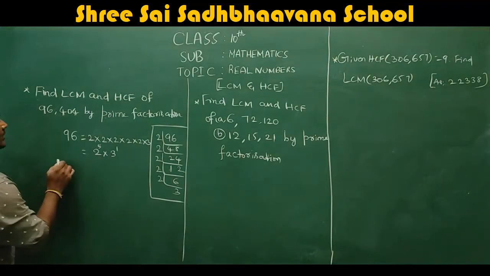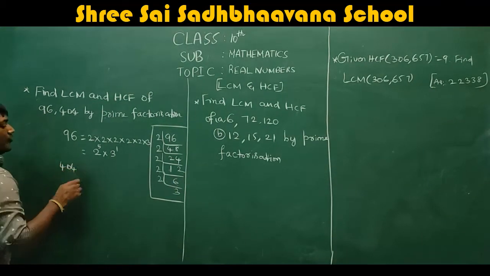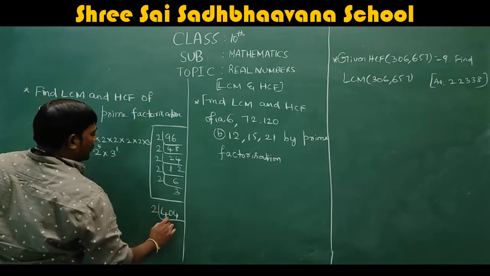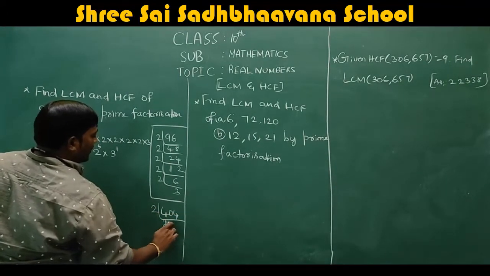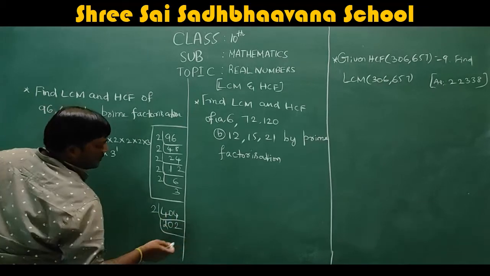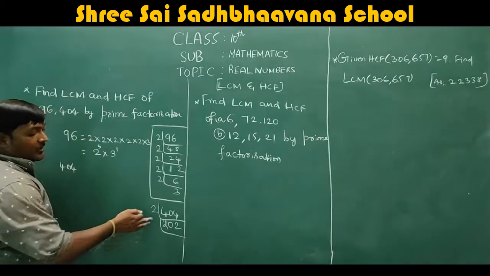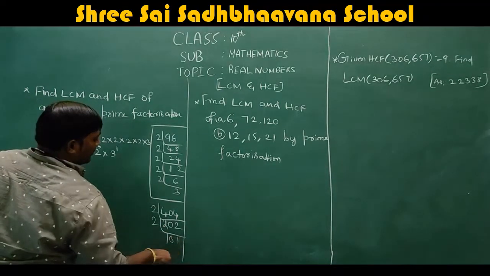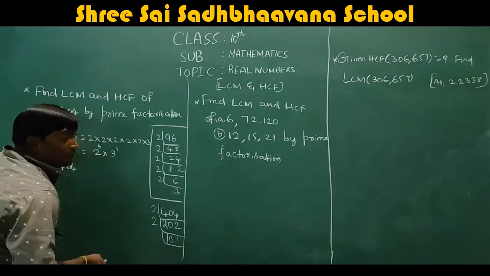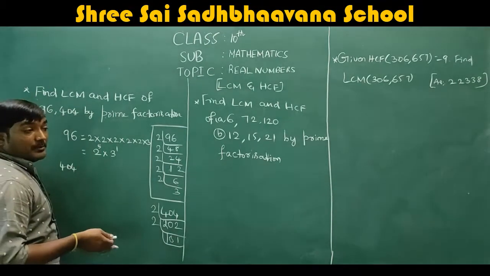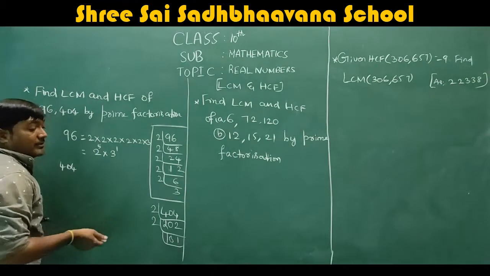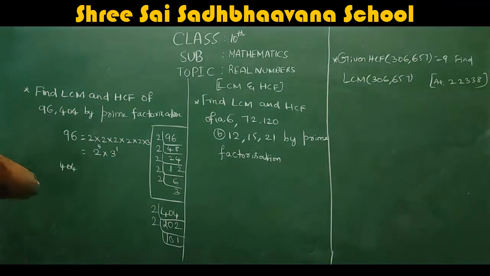Next, similarly, do for 404. What are the factors of 404? If you divide 404 by 2, you will get 202, correct? Again 2 ones are 2, 2 101s are 202. Can we divide 101 again? Remember, 101 is a prime number. You cannot divide a prime number further. So we can stop here.